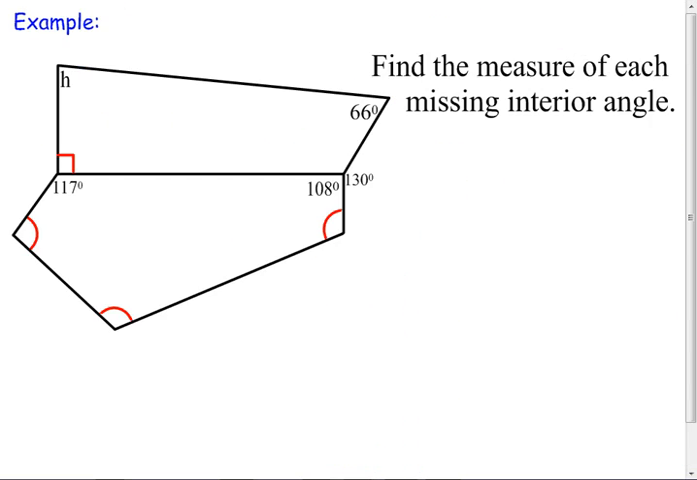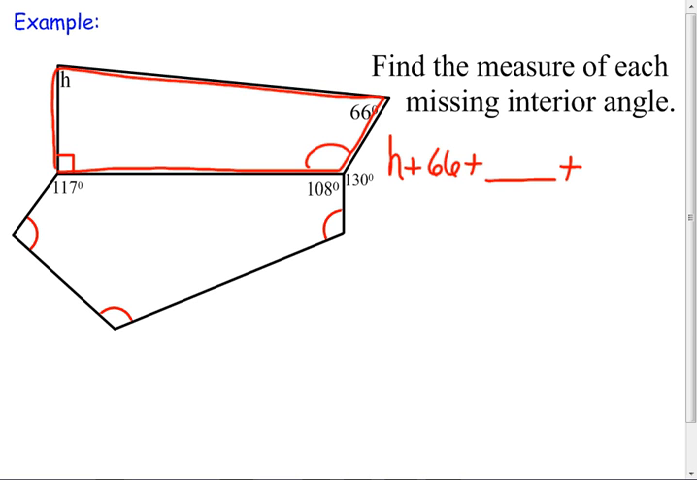Okay, that one looks harder. It's really not that bad. So let's take this rectangle. Well, it's not a rectangle, it's a quadrilateral. So what's true about H plus 66 plus that one? We'll have to figure out what that one is. Plus, what's that other angle over there? 90. And all quadrilaterals add up to 360.